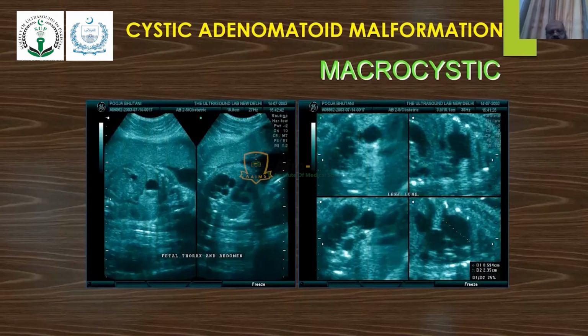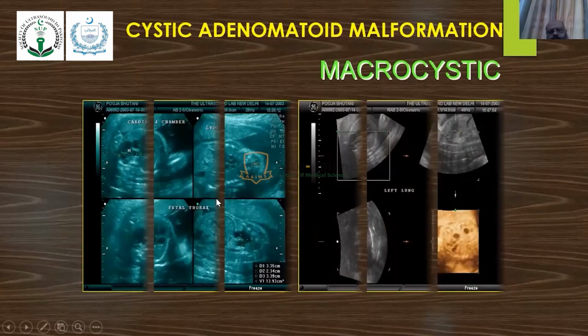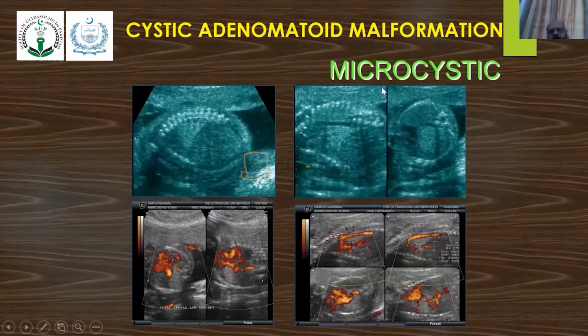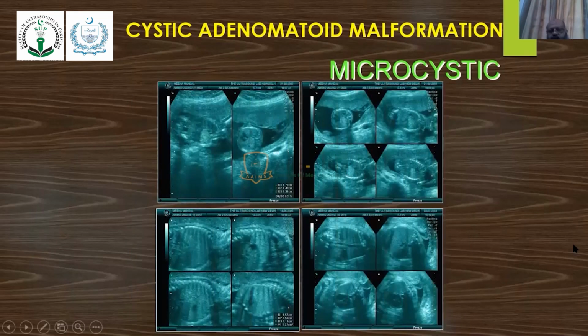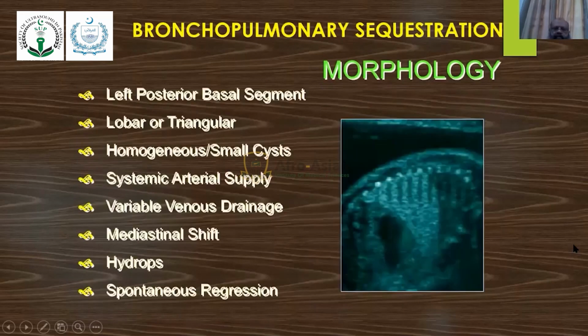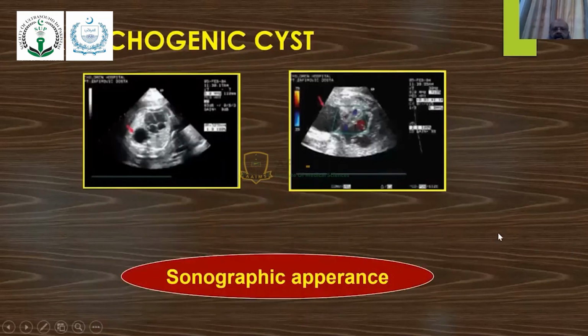This is macro, in which you can get multiple cysts in the thorax. This is mixed type, in which you get some cysts and the remaining is hyperechoic. And in microcystic, the whole of the lungs will be very hyperechoic. The cysts will not be visible, as in polycystic kidney disease. We can also have bronchogenic cysts, which are large cysts.